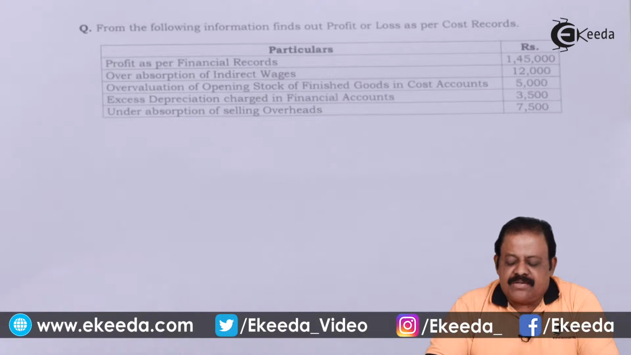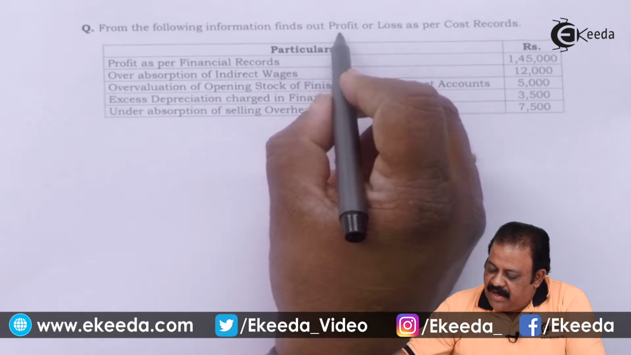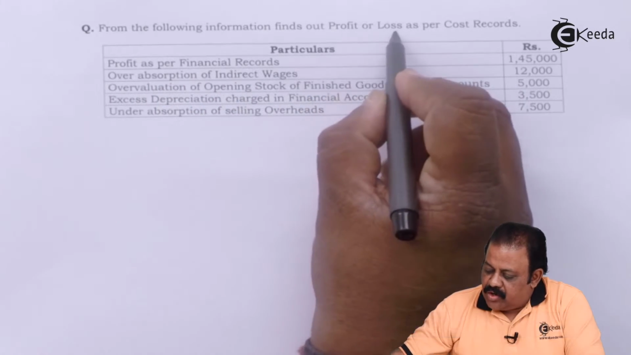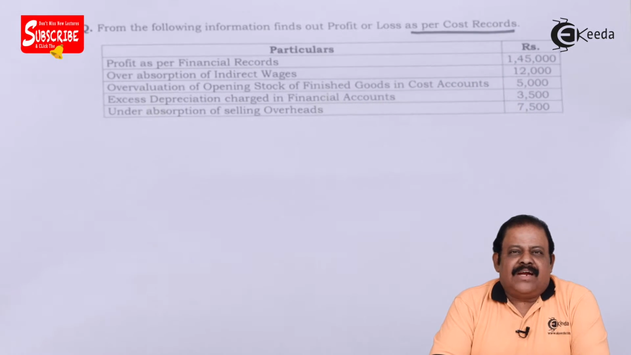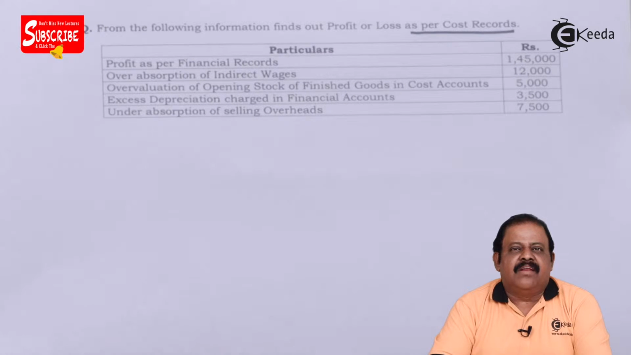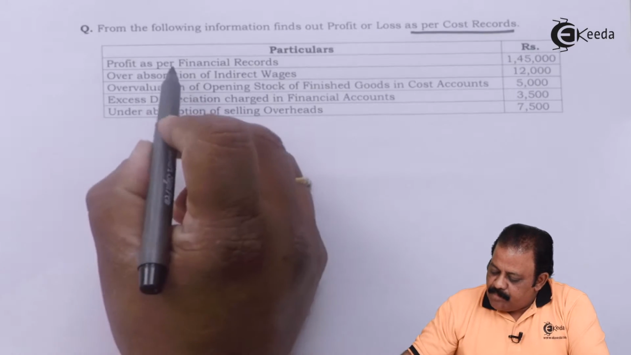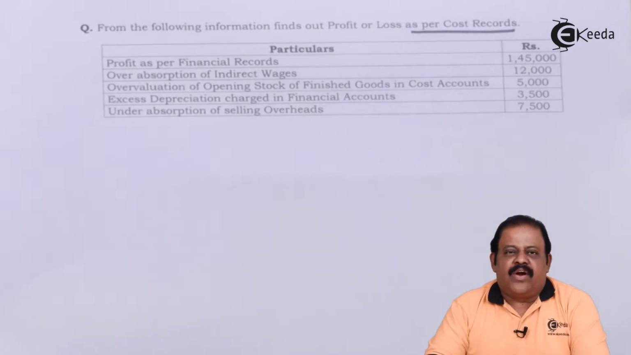We will read the question. From the following information, find out profit or loss as per cost records. That means here our end point of profit reconciliation statement will be profit or loss as per cost book. Profit as per financial record, we have 1,45,000.